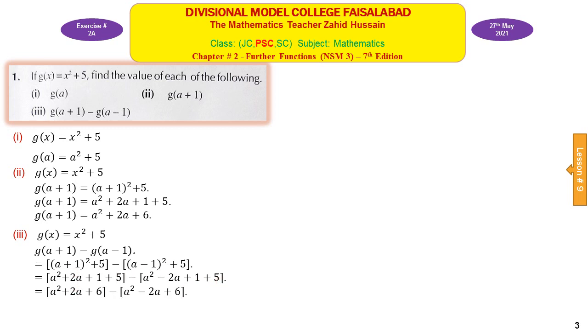Now simplify within the brackets, we get a square plus 2a plus 6 minus a square minus 2a plus 6. Remove these brackets because there is negative sign before this square bracket, so the sign of each term within the bracket will be changed. This is minus a square plus 2a and minus 6. This 6 is cancelled with this 6, and the a square is cancelled with minus a square. We are left with 2a and 2a, so we will add these two terms. 2a plus 2a is equal to 4a.